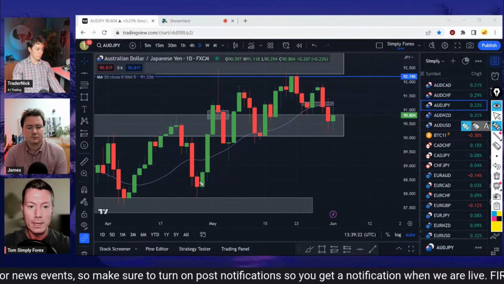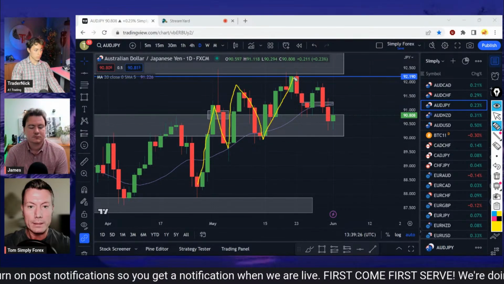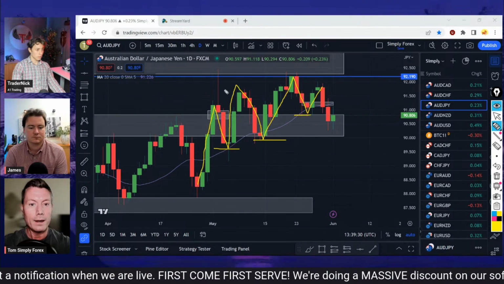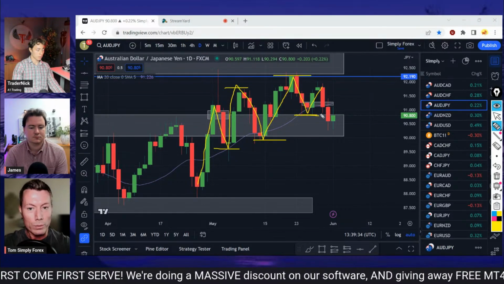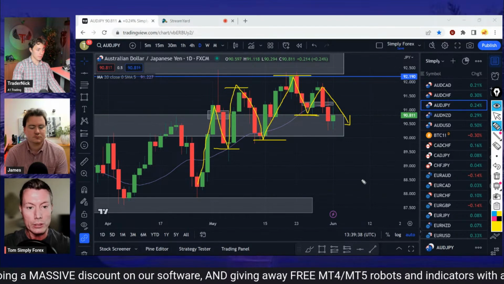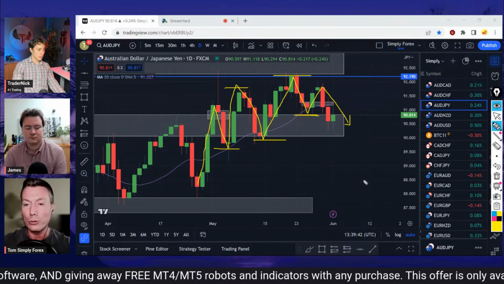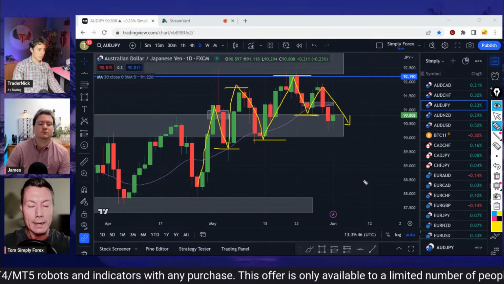Yeah, so this Aussie dollar yen pair was in an uptrend. Yeah, we're getting higher lows, higher highs, but then we've broken this low. So for me, that is a structure change on Aussie dollar, Japanese yen. Yeah, this structure change hasn't happened on any of the other yen pairs. They are still firmly in an uptrend.